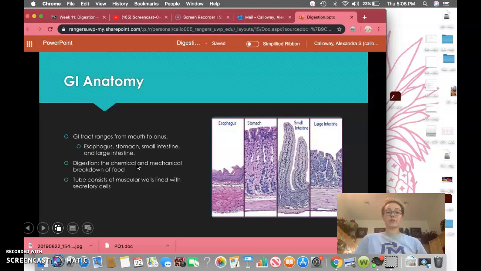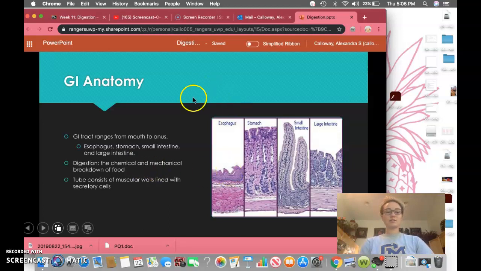The GI tract ranges from the mouth to the anus, and when food enters the oral cavity, it goes from the mouth to the esophagus to the stomach, to the small intestine and the large intestine, and then out through the anus. Throughout this interconnected tube is where digestion happens. So this is the chemical and mechanical breakdown of food.